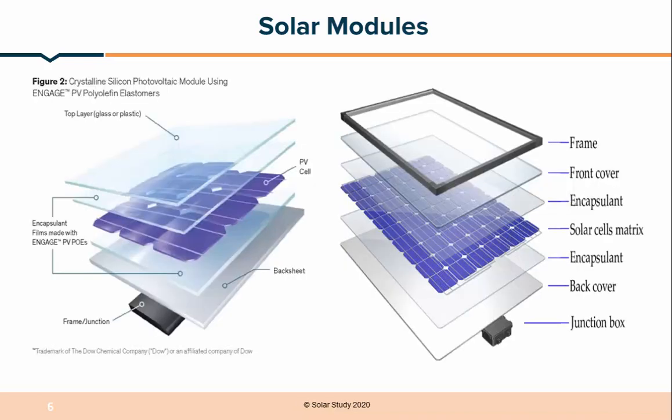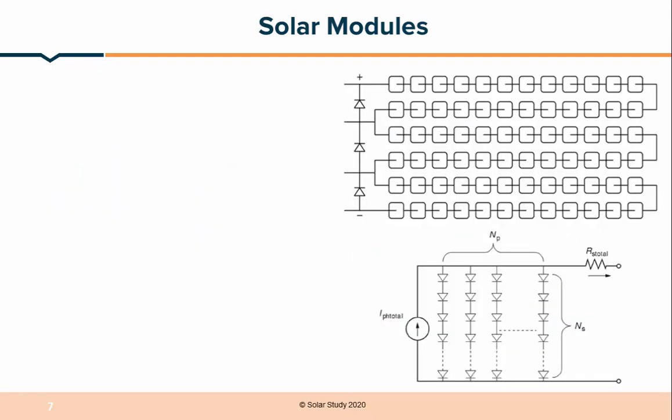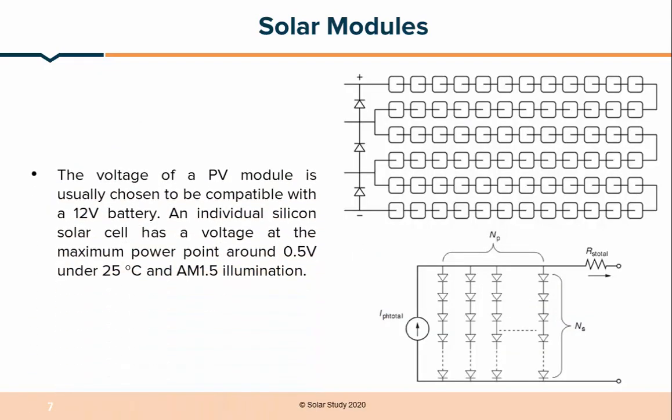Then we will see what the modules contain. It was already discussed in the last lecture, so we will see all the things briefly. It contains the frame, front cover, encapsulant, solar cell matrix, which is nothing but a connection of series cells, encapsulant at the back, back cover, and junction box. The same is applicable for polycrystalline, multicrystalline, and PERC solar cells. Next, how solar cells are connected together.